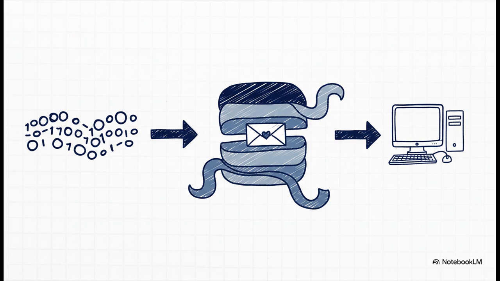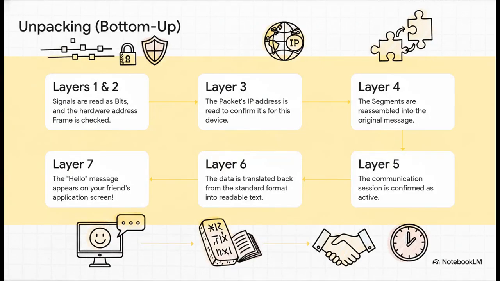Now, the receiving device has to do the exact opposite. It's time to unwrap the package. This is called de-encapsulation. So the whole process just happens in reverse. The message travels up the stack. Layer 1 reads the electrical signals. Layer 2 strips off the frame and checks the local address. Layer 3 checks the packet and confirms the global IP address is correct. Then layer 4 is the magic step. It reassembles all those little segments back into the original message. Layers 5 and 6 manage the connection and translate the data back into something readable. And finally, at layer 7, bam! Hello pops up on the screen.